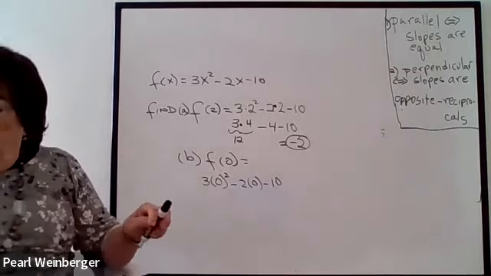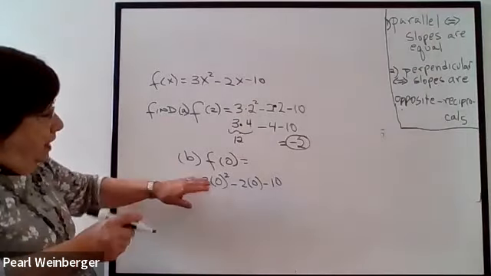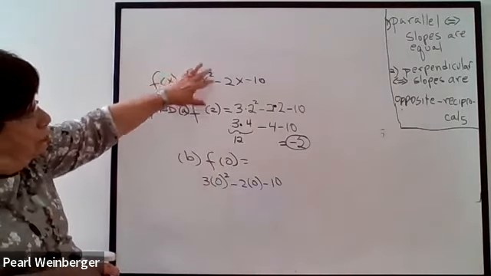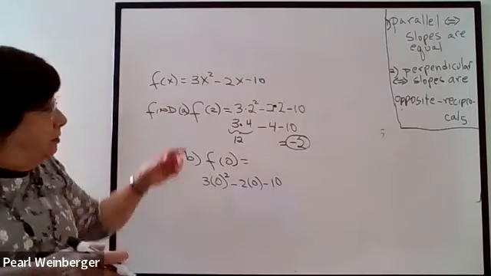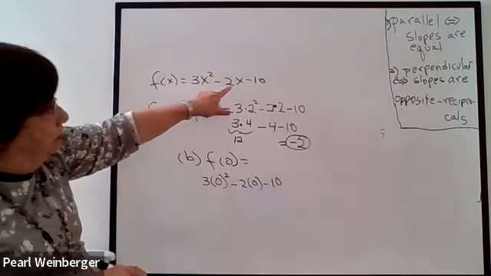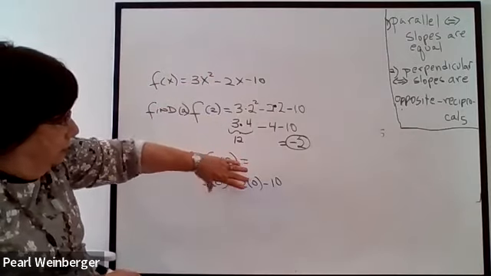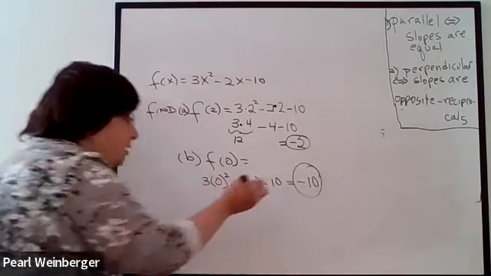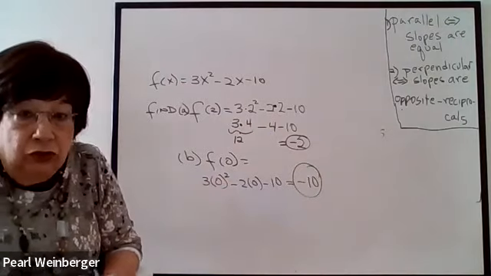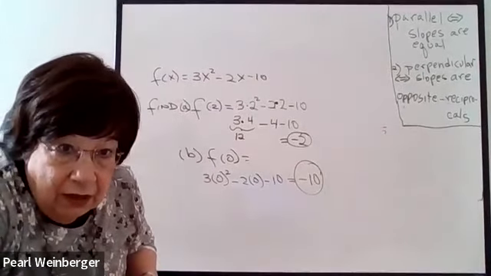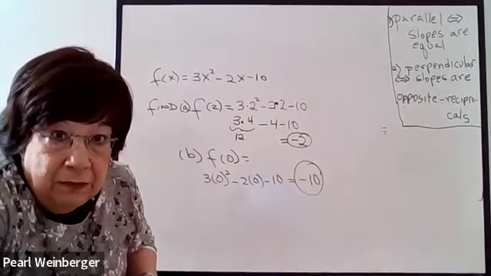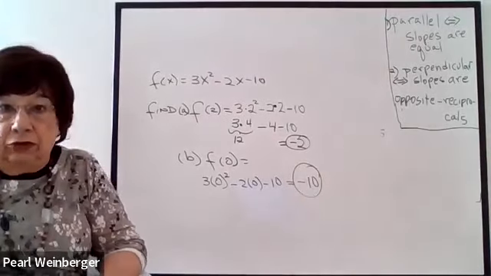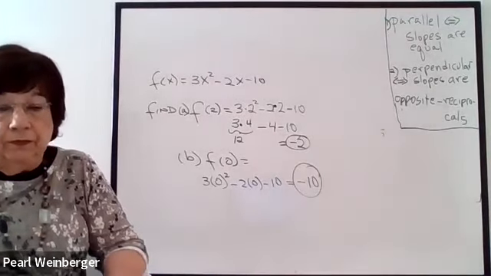Let me get back to this. Whenever x is 0, that whole term drops out because 0 times anything is 0. So this will be 0, this will be 0. These are just 0. So 0 minus 10. My whole answer is just negative 10. Actually, f of 0 is usually one of the easiest things to do, simply because 0 times anything is 0, and you just have to look at the other terms.